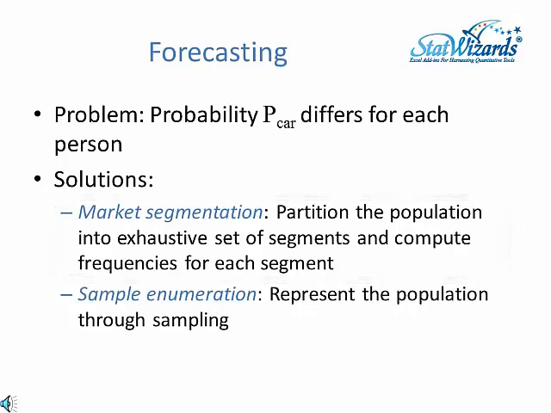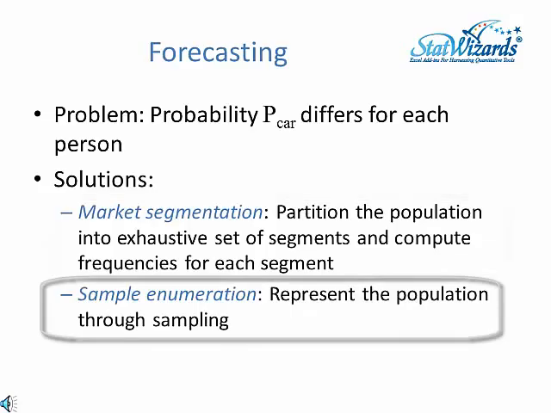The second approach is to use what's called sample enumeration. That involves representing the population through sampling. When we do that, we calculate the probabilities for each individual and then multiply the probabilities times population weights.